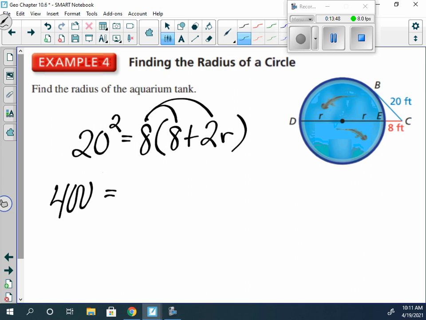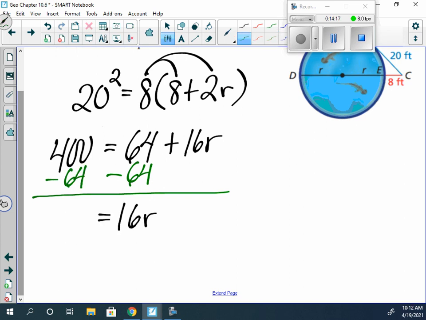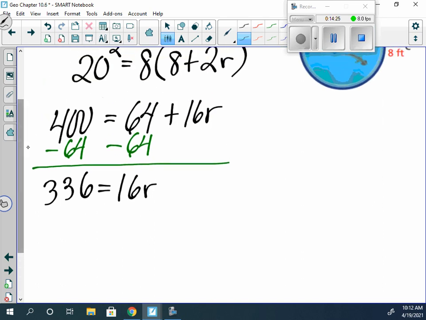Here we can distribute the 8. Well, 8 times 8 is 64. 8 times 2r would be plus 16r. We can minus 64 from both sides, yes. So we do get 16r by itself. 336. And we would get our answer.